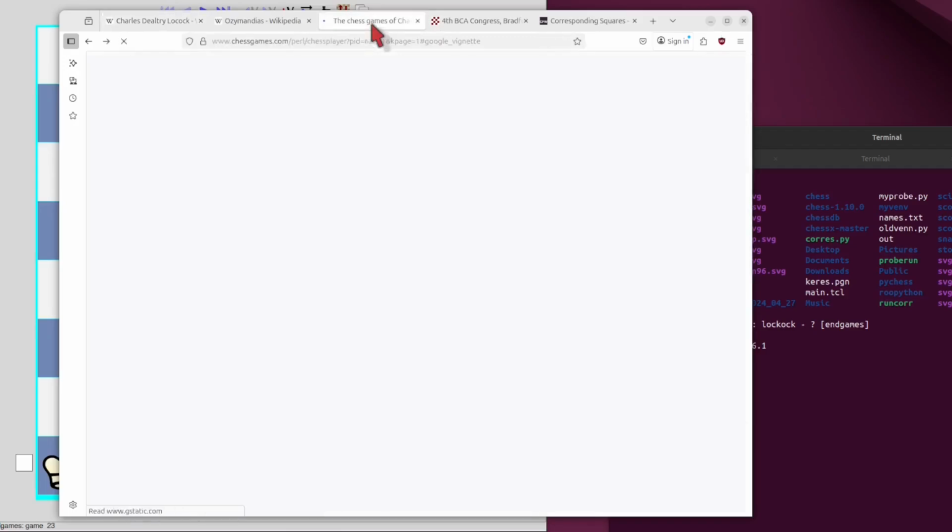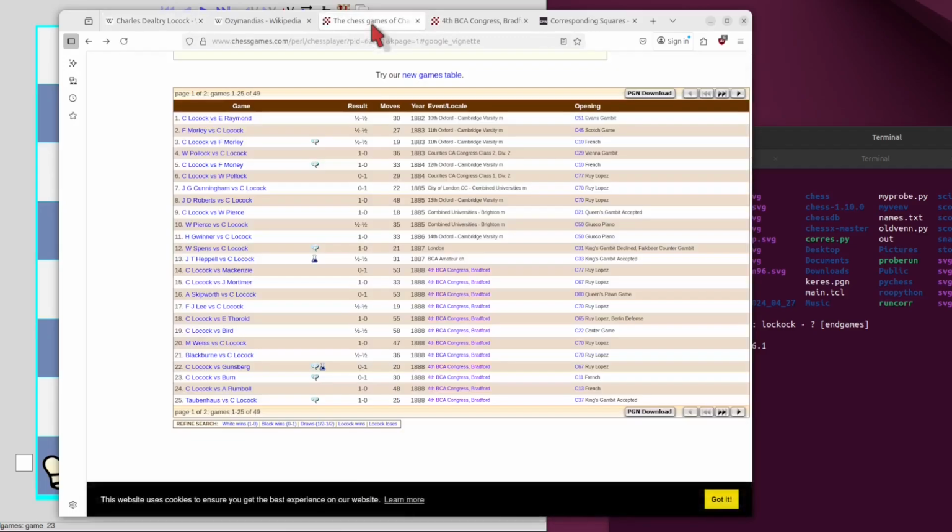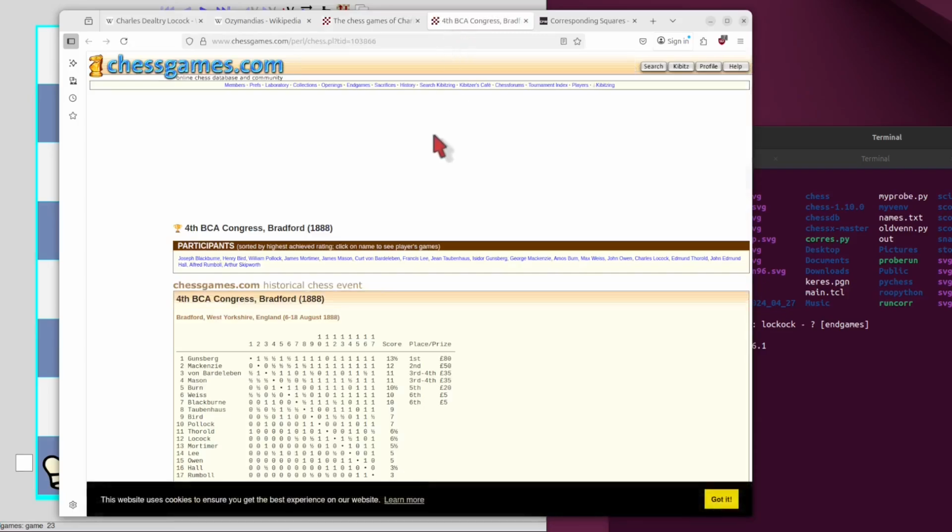Locock himself was a bit of a chess player, so I thought I'd look into that. Here are the games which we've got on chessgames.com, and he won an amateur tournament, and then he played in the 4th British Chess Association Congress, I assume, in Bradford. You look at the pay-off table there. He did okay, he got 6.5. And there are some great players of the past actually playing in this tournament: Gunsberg, von Bardeleben, Weiss, who is a very strong player, Byrne, I assume that's Amos Burn, Blackburne, and Bird. So you can see that's the sort of players that were active at the time of Locock coming up with his composition.